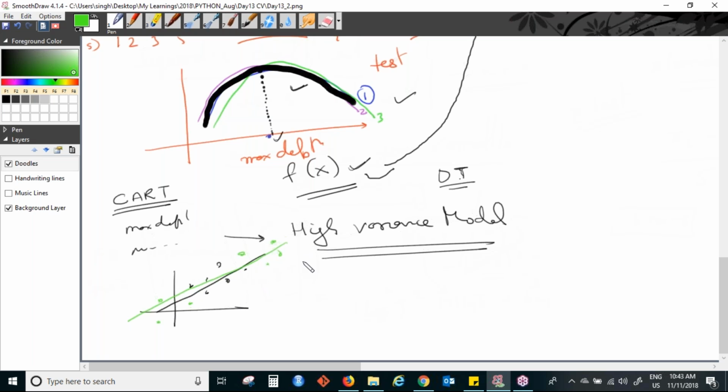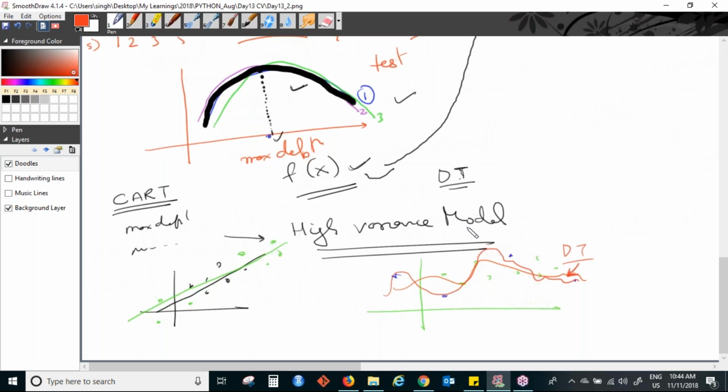But if you talk about decision trees or any complex model which can take a non-linear shape, this is a high variance model. In such a non-linear model, if you add a few points here, the model will not stay the same. The model will change. So decision tree is such a model. It is a high variance model which changes a lot with the data.